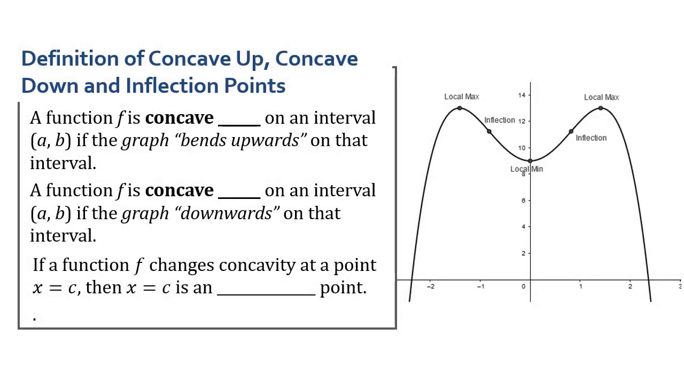Now let's talk about concavity. A function is concave up on an interval AB if the graph bends upward on that interval. So I always look at it as kind of looks like this, we've got like a smiley face. You're positive, you're up. It's concave down, so you're negative, you're sad, on an interval if the graph bends downwards on that interval. So again, kind of think about like a sad face.